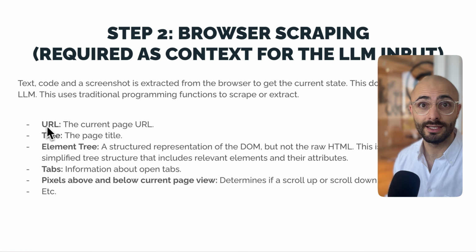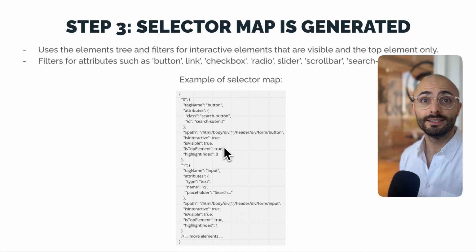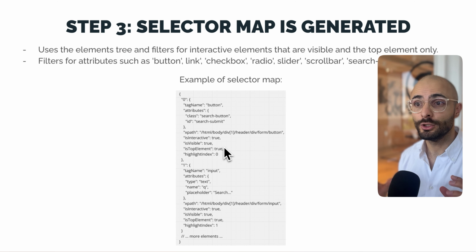It scrapes all of these details from the web browser. Step 3 is then using that element tree, or the DOM, to generate a selector map. What the selector map actually is, is basically a filtered down version of that element tree where it only includes the interactive elements on that web page.